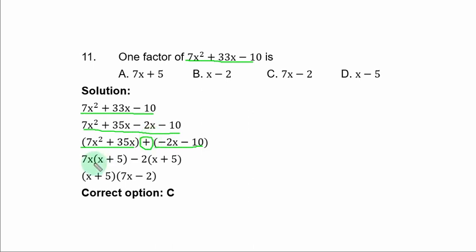From the first group, 7s is common and you have s plus 5 in the bracket. From the second group, you factor out minus 2 and you have s plus 5. Clearly, s plus 5 is common. If you take out s plus 5, you have 7s minus 2 that will form the other bracket. So C is the one factor, which is the correct option.